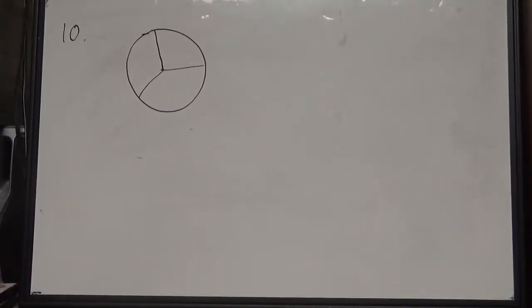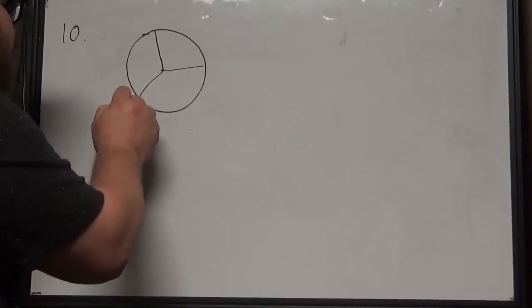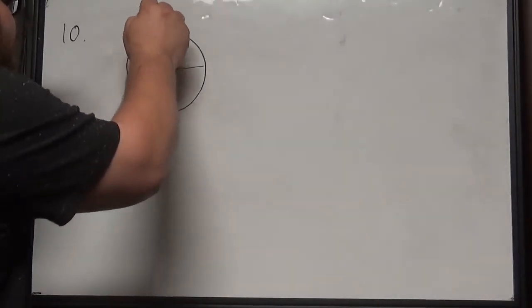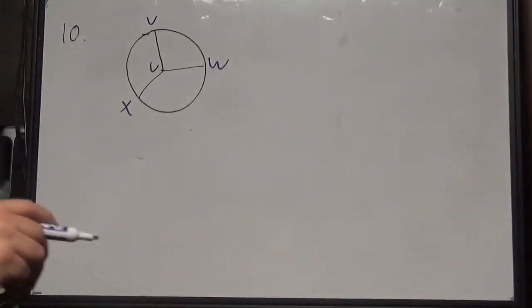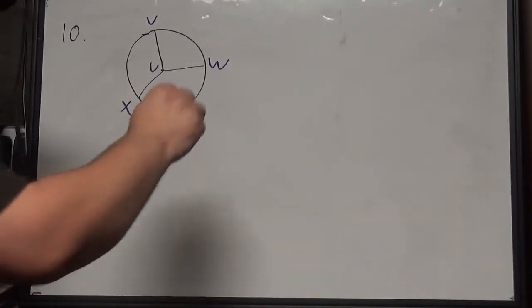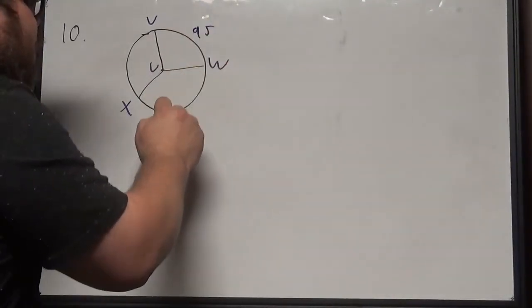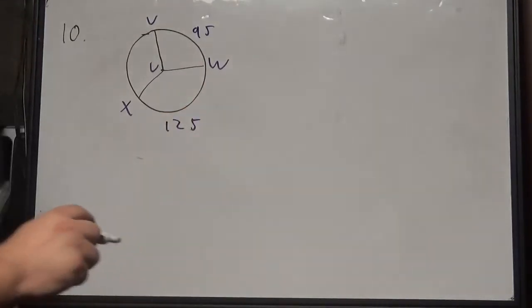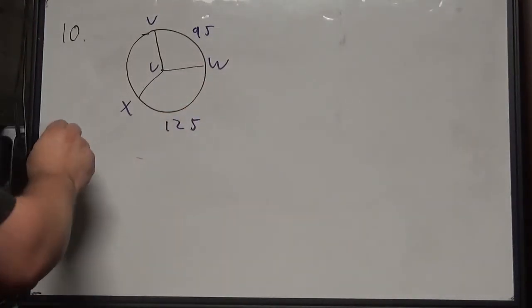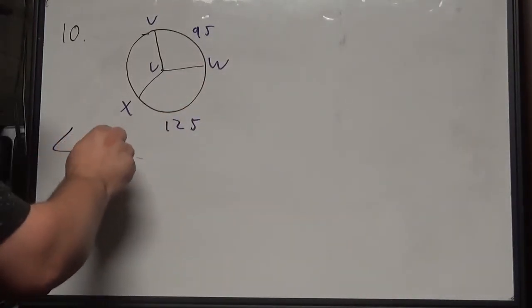We have X, U, V, and W, 95 and 125. And this time it tells us to find angle XUV.